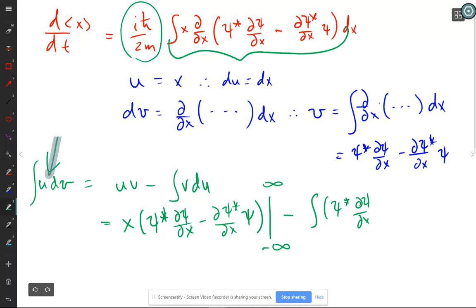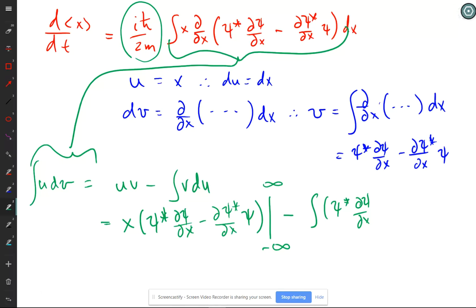So integral psi star d psi dx minus d psi star dx psi dx. The first one is simple. Why is the first one simple?